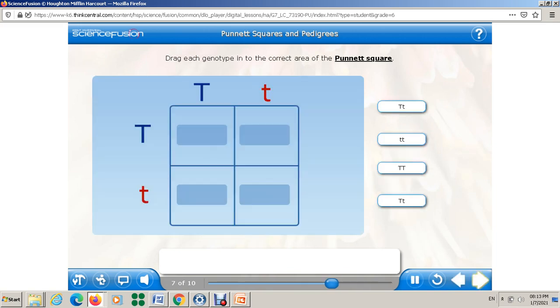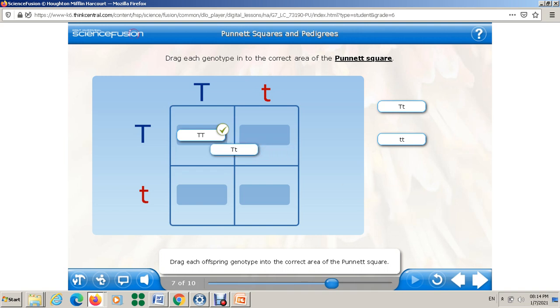Okay, let's look at this. You can use Punnett squares to predict the traits that offspring will inherit from their parents. Drag each offspring genotype into the correct area of the Punnett square. Let's look at this one here. The first compartment shows the first allele from the first parent and the first allele from the second parent. So it's going to be T capital with T capital, right? Let's look at this one, T small with T capital. So it's going to be T capital with T small.